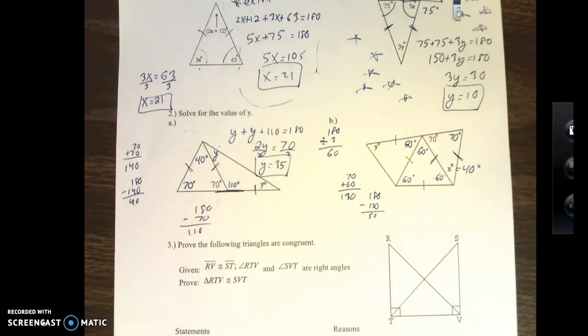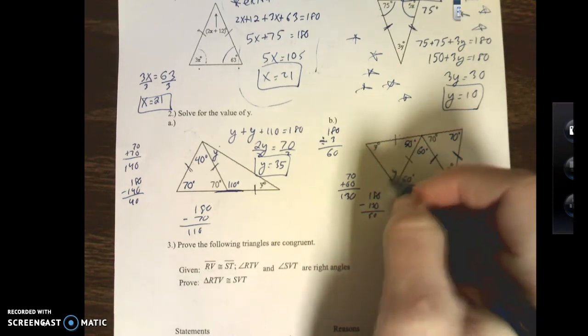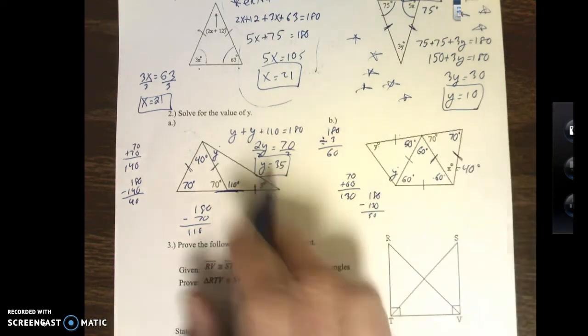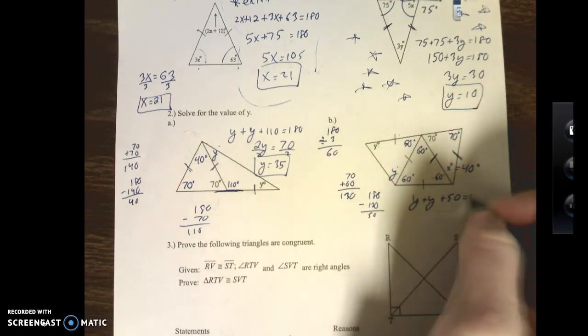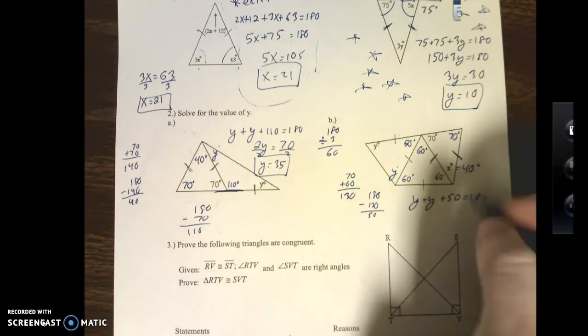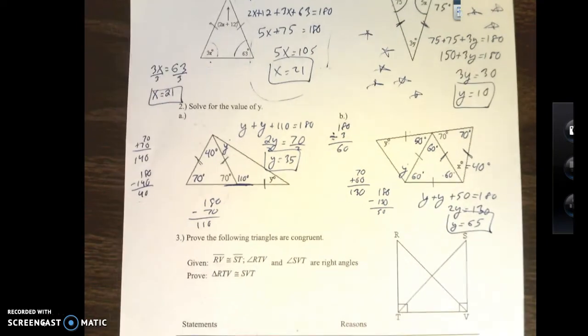Well, now, if these two sides are the same, that's y, this is y. So I can then do the same thing we did over here. y plus 50 equals 180. Subtract 50 over, add together the y's, I get y equals 85.